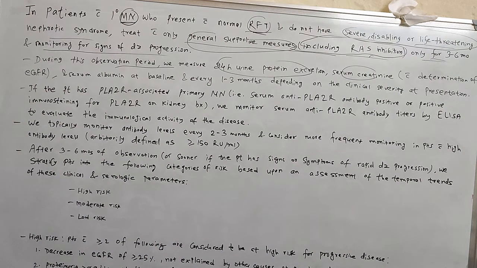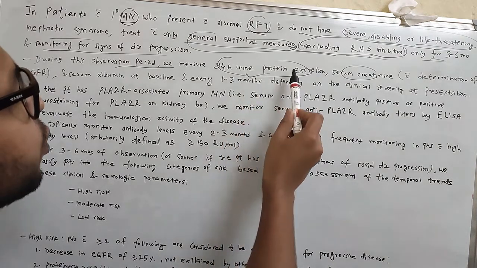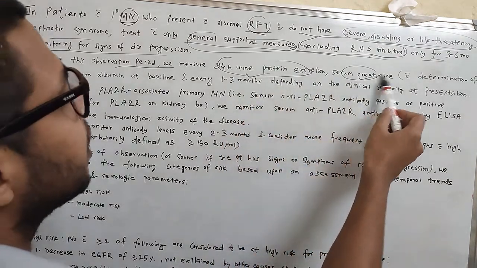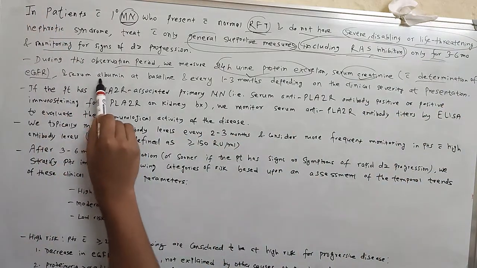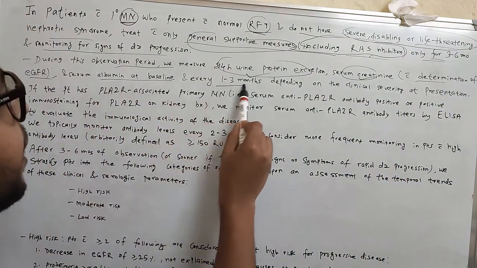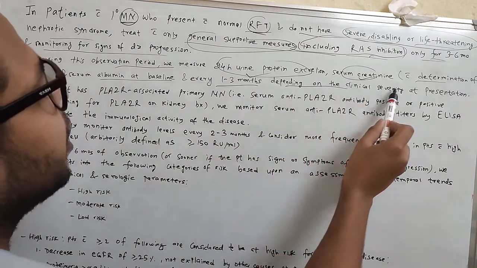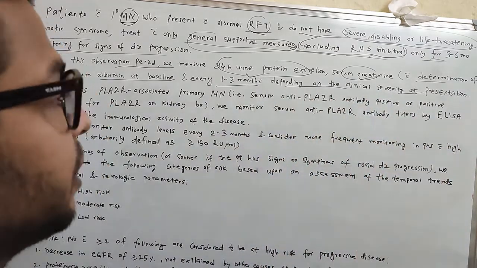progression. So how do we monitor for signs of disease progression? We use these parameters: 24-hour urine protein excretion, serum creatinine with determination of glomerular filtration rate, and serum albumin at baseline and every 1 to 3 months, depending on the clinical severity of presentation.